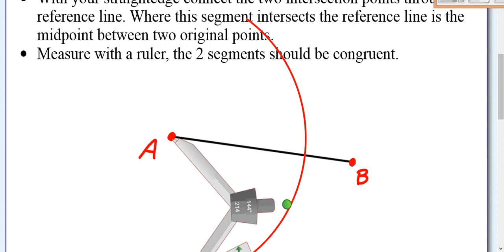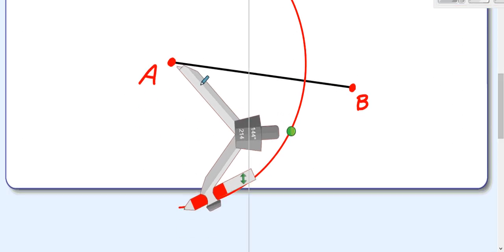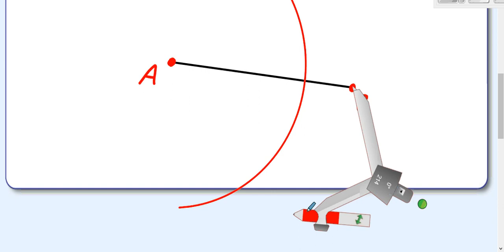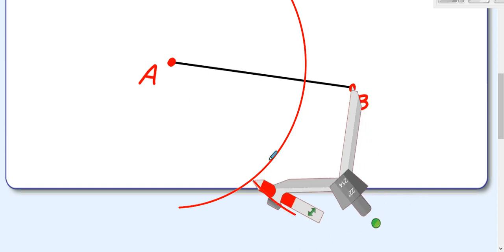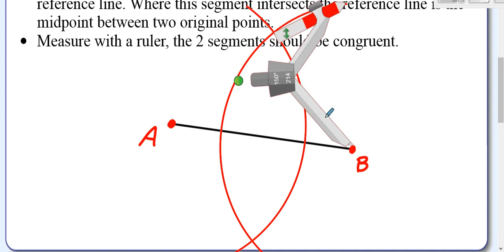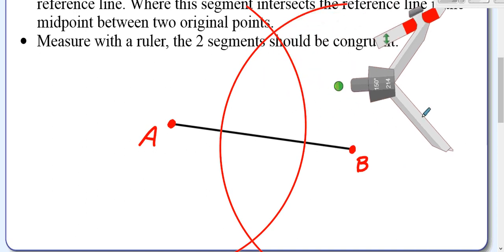So here's the key. We're going to move your compass to the other point, but you cannot adjust your compass. It needs to keep that exact same distance. So without adjusting your compass at all, you move it over to the other endpoint. And we're going to draw another half of a circle. So we've got two almost half circles.